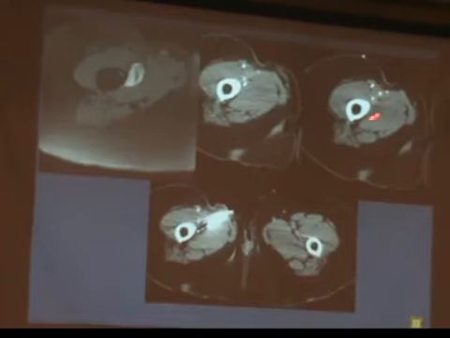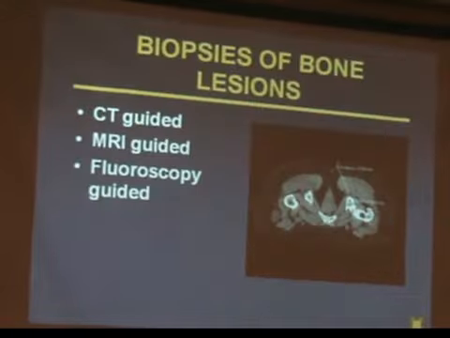So when you give contrast, sometimes it helps. That area actually showed up very nicely before we stick the needle in and biopsy that, confirming that that was actually a recurrent liposarcoma.